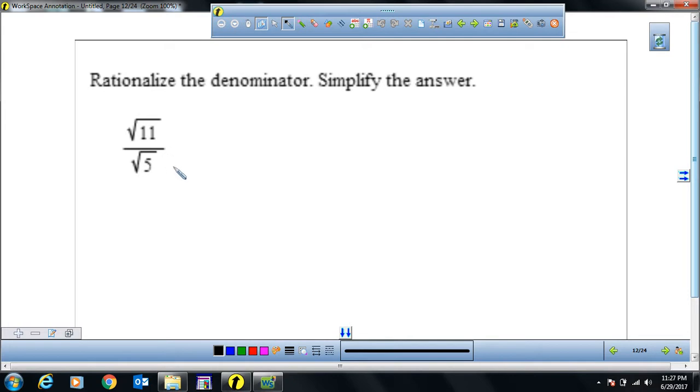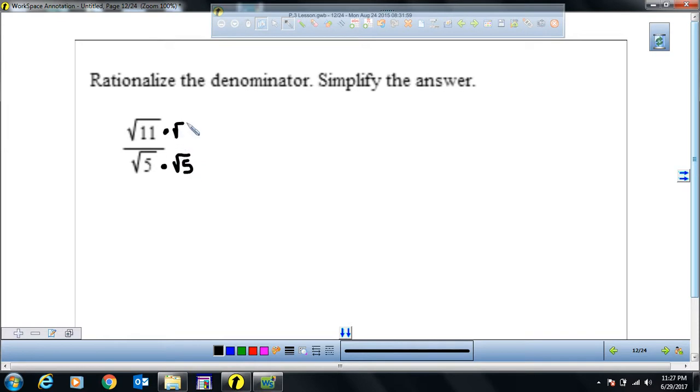In order for me to rationalize it, I need to multiply the square root of 5 by itself so it produces a perfect square. But we also need to multiply the numerator by the square root of 5. And on the denominator, it's going to be the square root of 5 times 5, which is going to give you the square root of 25, and that is equal to 5 on the denominator.